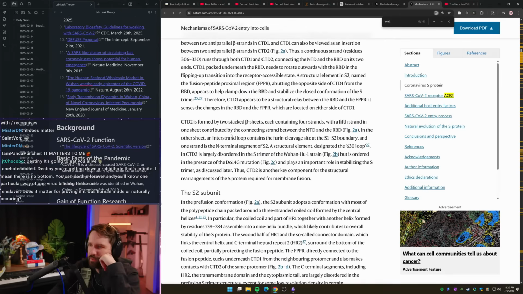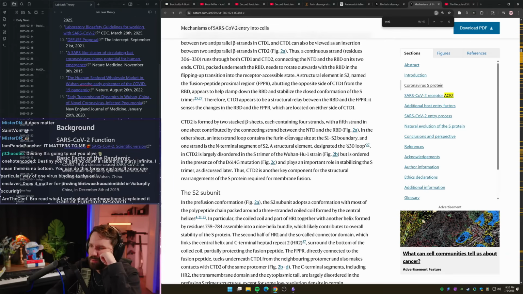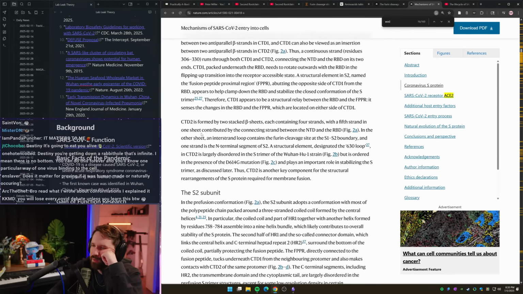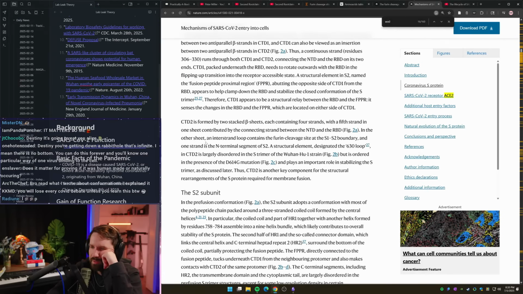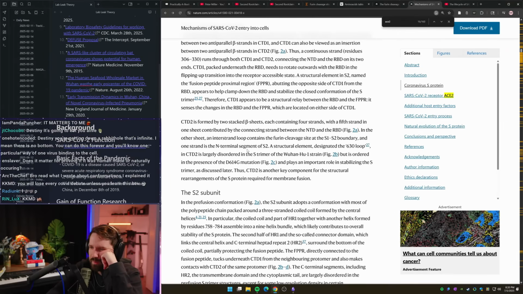CTD2 is formed by two stacked beta sheets containing 4 strands. In the other sheet, an interstrand loop contains the furin cleavage site at the S1, S2 boundary, and one strand is the N-terminal segment of S2. A structural element designated the 630 loop, and CTD2 is largely disordered in the S-trimer, and the 1 strand with disorder in the presence of the D614G mutation and plays an important role in stabilizing the S-trimer.